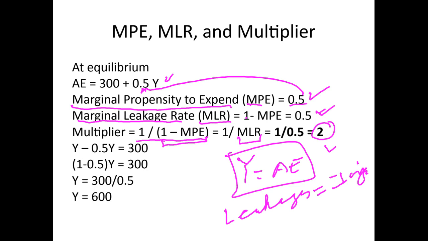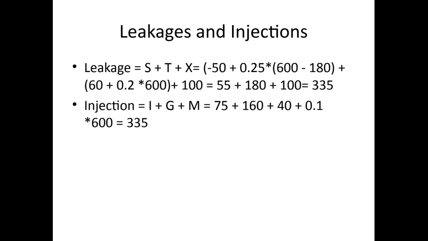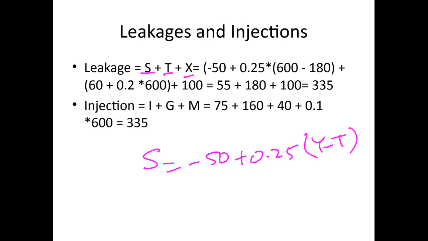So why not we check this? It is important, but I'm not going to spend too much time on this. So leakages are first savings, taxes, and exports. So first saving, you know the saving function if you remember. We use the saving function and calculate savings. Remember, the saving function was minus 50 plus 0.25 YD. And instead of YD, I'm writing Y minus T. We have already calculated equilibrium Y, which is 600.